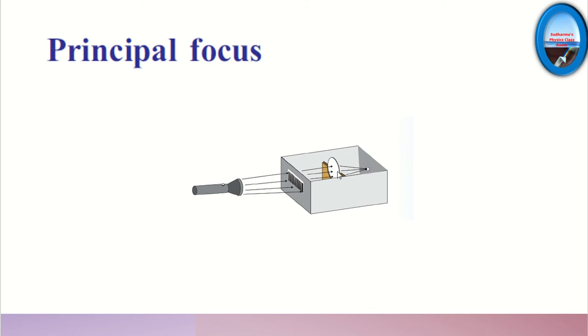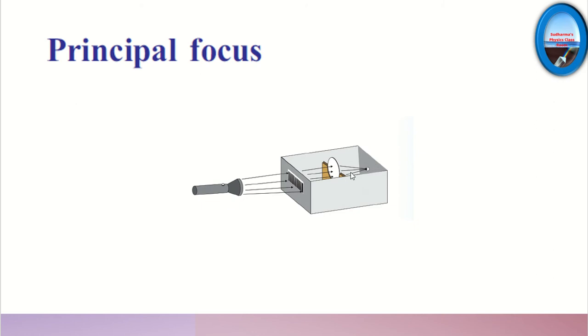Okay. So you kept a convex lens inside it. So when you switch on the torch, a parallel beam of light is passing through the convex lens, and you can see a patch of light on the other end of the box. So you will have to adjust the position of the lens in such a way that you are getting a clear circle of light on this other side of the box.